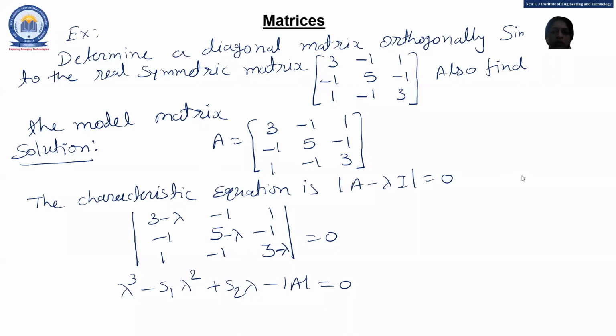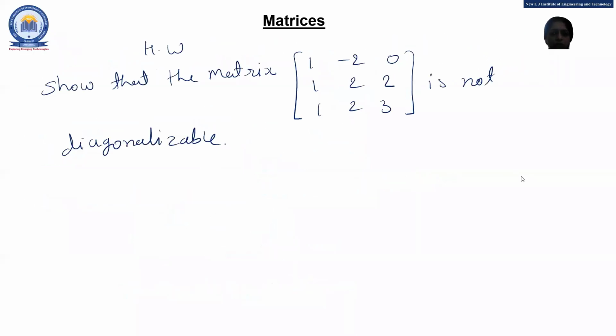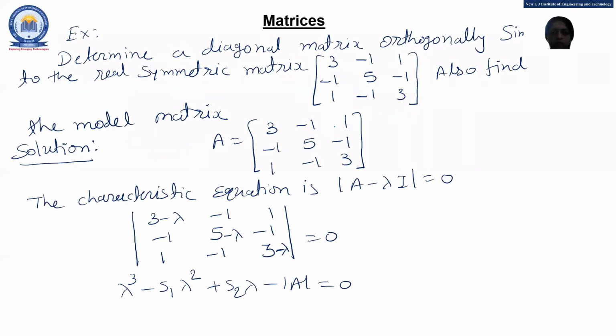Okay, let's start with one more example. See, this is for your practice. So please take a screenshot and show that the matrix A is not diagonalizable. You have to do it by yourself at home. If you have any doubt, let me know through call or through message on Telegram for this homework, right? So let's move on with one more example.